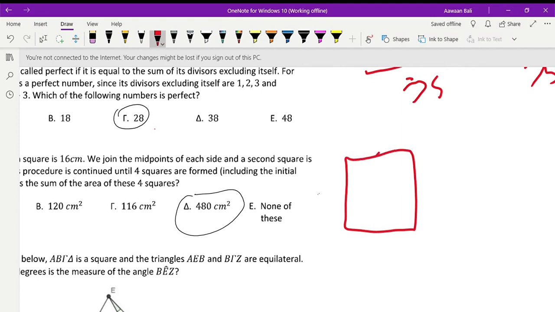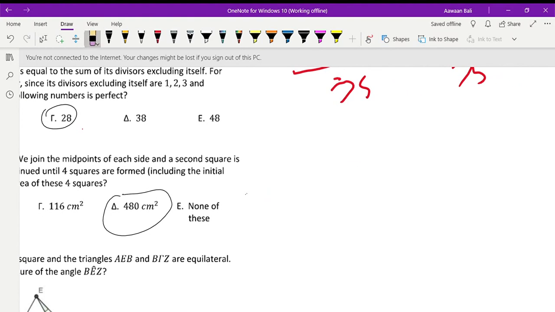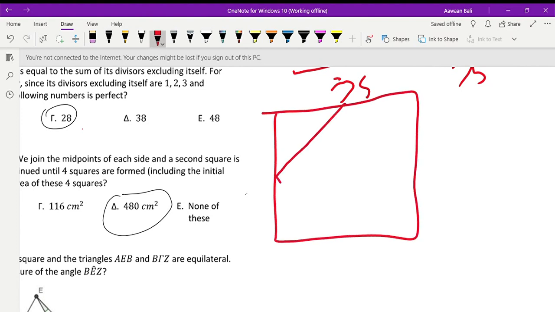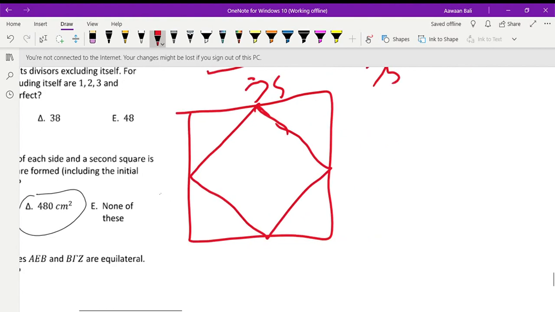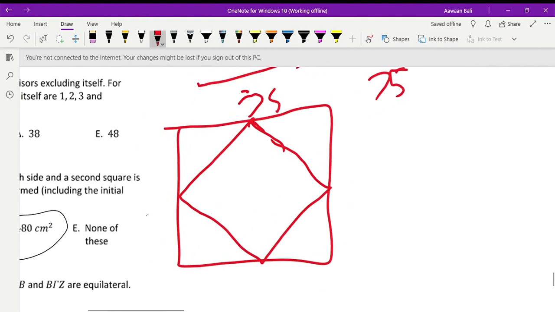Okay, so basically, this is what the figure is. But before we go into this, I have to explain how we'll find the area of all of them. It's actually easier than you think. So, the whole square is 1. We have to find how much this other square is.